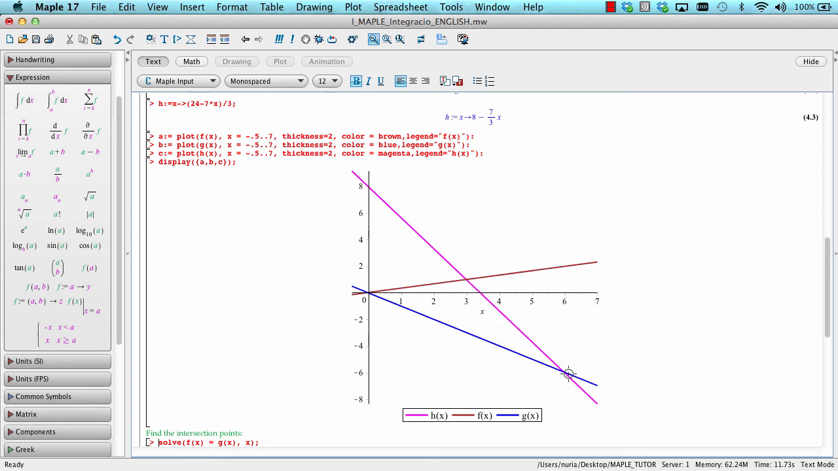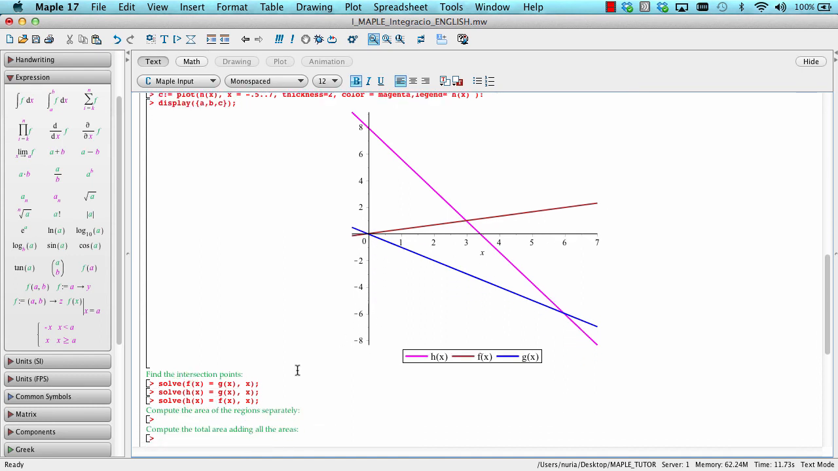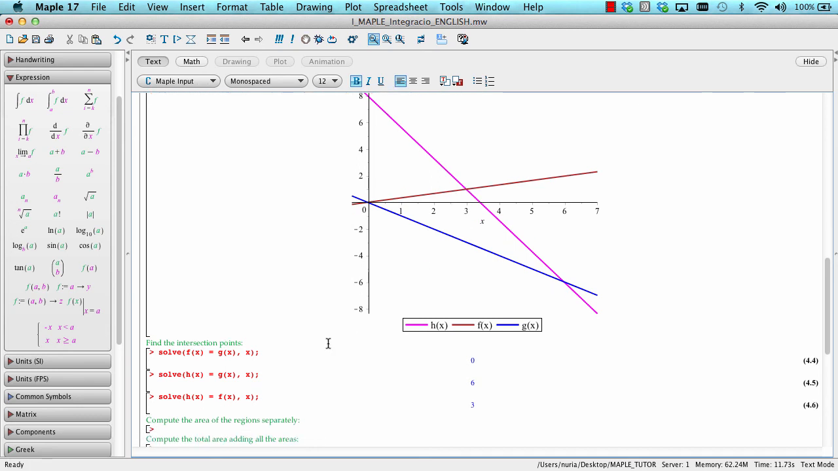Okay. So first of all, we need to compute these intersections. Of course, in the plot, we see that they are 0, 3, and 6, but maybe instead of 3, it could be 2.90 something. So we should compute the intersections. How do we do this? We solve the equations f equal to g. So f equal to g, brown and blue, is at x equals 0. h equal to g, pink and blue, is at 6. And h equal to f is at 3. So we check that indeed these are natural numbers.